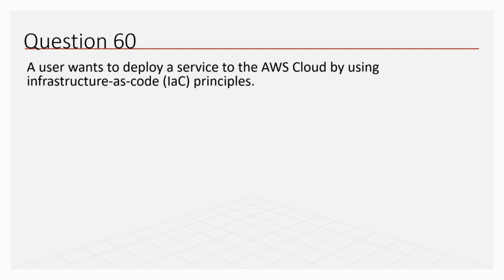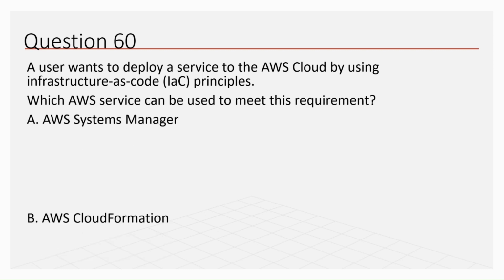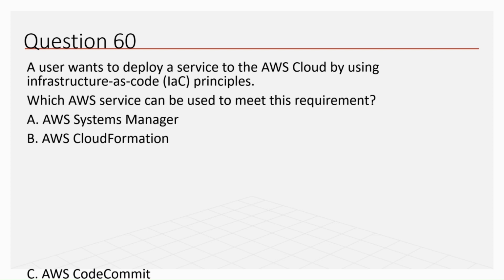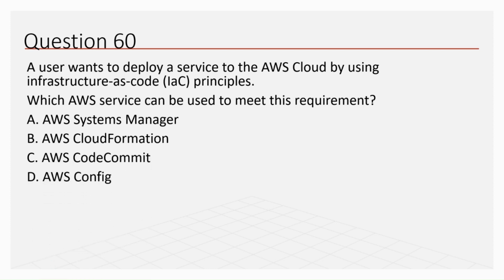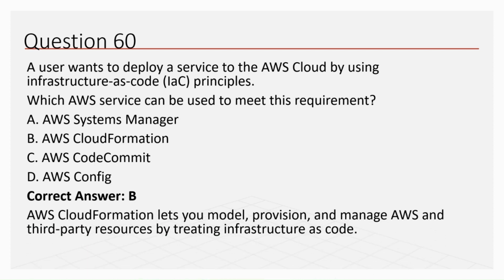Now let's look into question number 60. A user wants to deploy a service to the AWS cloud by using infrastructure as code principles. Which AWS service can be used to meet this requirement? So the options are AWS Systems Manager, AWS CloudFormation, AWS CodeCommit, AWS Config. And the correct option is B, AWS CloudFormation. AWS CloudFormation lets you model, provision, and manage AWS and third-party resources by treating infrastructure as code.